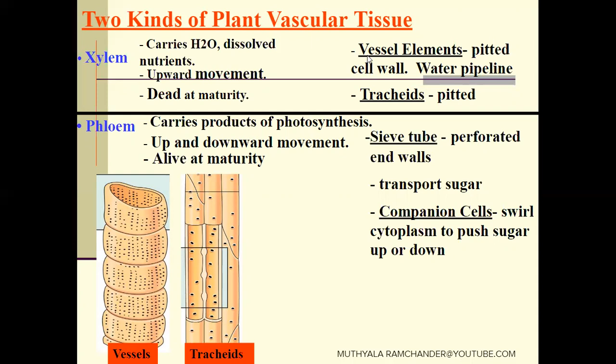In xylem, vessel elements have pitted cell walls. They look like a water pipeline. These are the major parts of the xylem. And tracheids also have pitted walls.